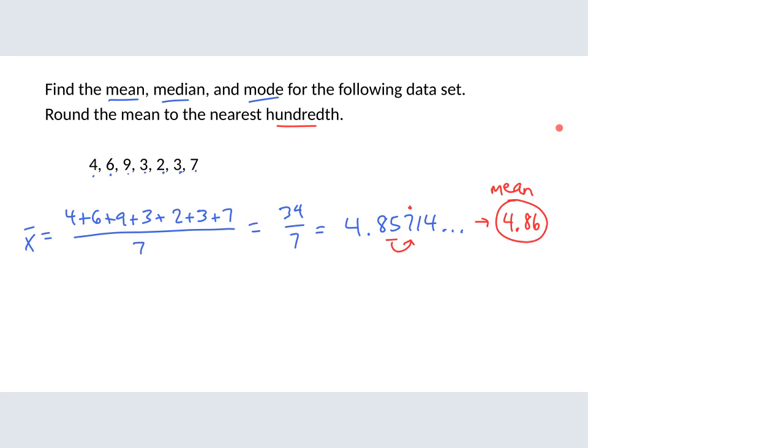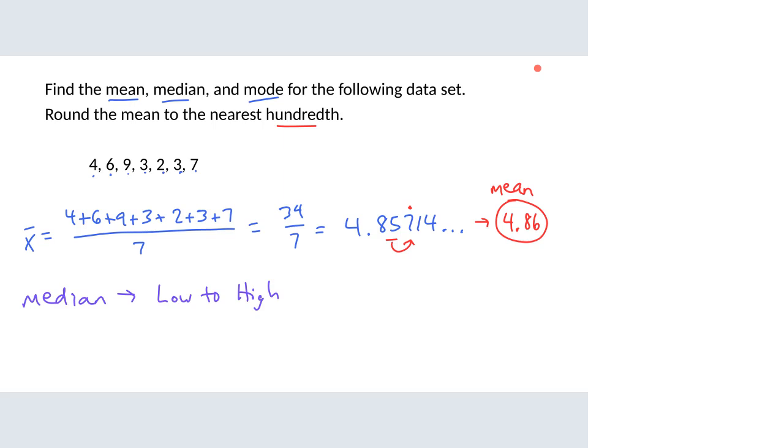Up next, we need to find the median. Now, finding the median, it's really important to remember that if we're going to find the median, we need to write these from lowest to highest. Because we've just been given these in some random order. The one that's in the middle now doesn't really mean a thing. Once we write them from lowest to highest, that's when we're going to find the median.